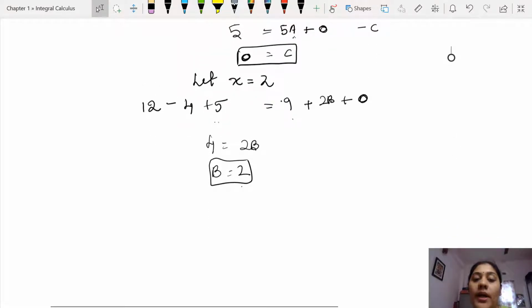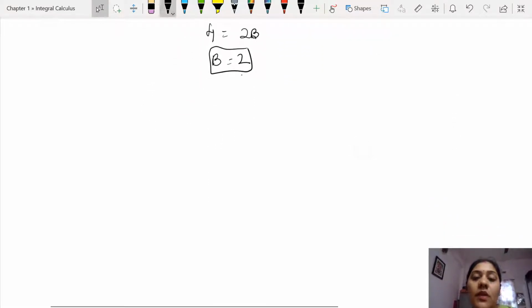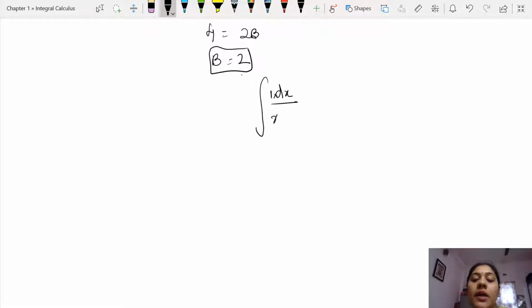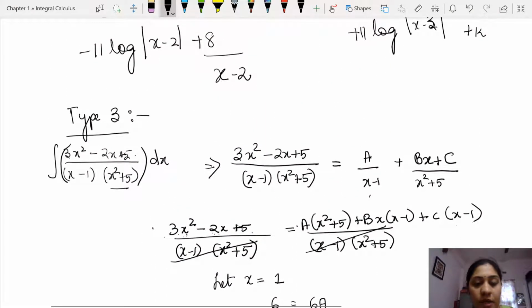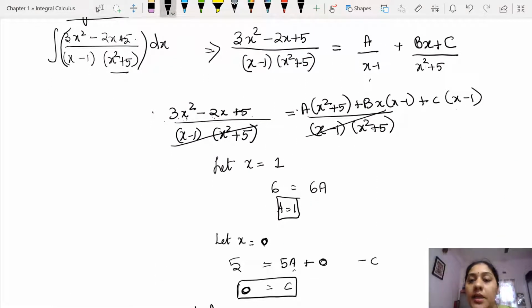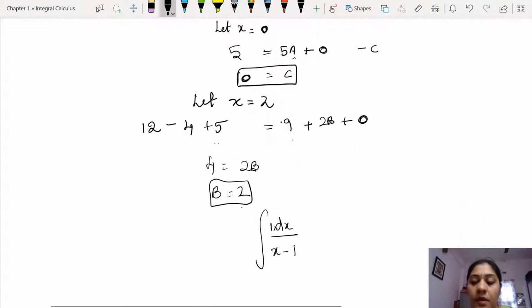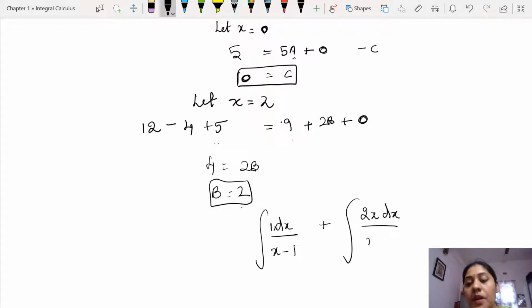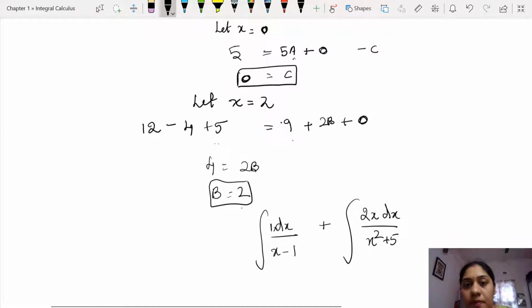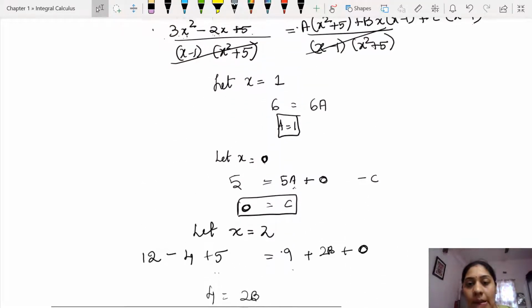So now let us go back and substitute. Integral dx, a is 1, no? So dx by x minus 1. What was the question? I forget it now. It was x minus 1. bx plus c, let's write that down next. Plus integral bx. What is b? b is 2. So 2x dx by x square plus 5. c is 0, so I'm not even considering that.